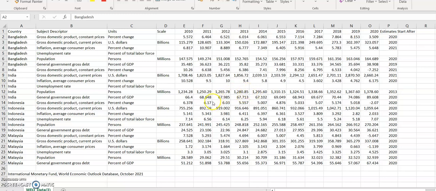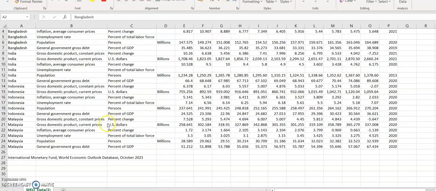We move on to talk about general government debt, which is 66.4 in 2010, and it has been increasing to 74, and then it's been increasing further, and then 80, around 90% of GDP. So that's the general government gross debt. So that's definitely not good.